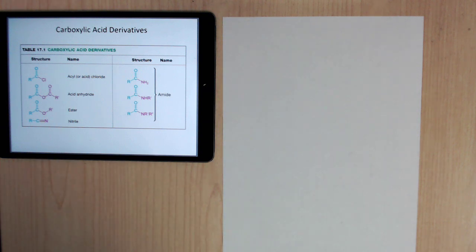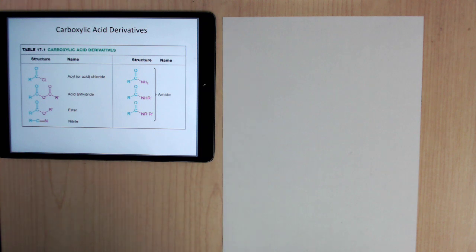Hello. This is chapter 17 and 18 from Solomon's. I've had to cut down the material in order to finish it up for spring 2019, so this is a little bit shorter slide deck than the previous one. With chapter 17, we're going to be talking about carboxylic acid derivatives and some of the chemistry that we can do with that.